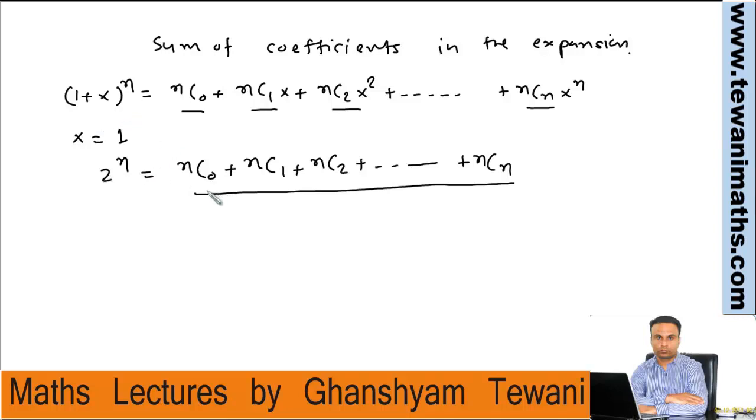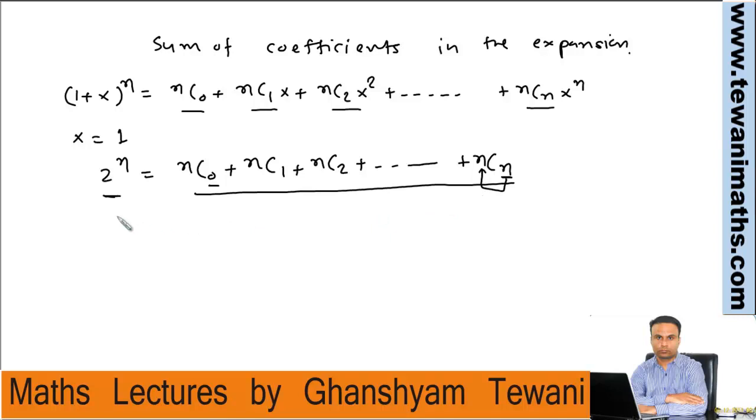This series has sum 2^n. This is one of the standard series in binomial expansion. We call this complete series. Complete series means this starts with index 0 and terminates with index which is equal to prefix n.